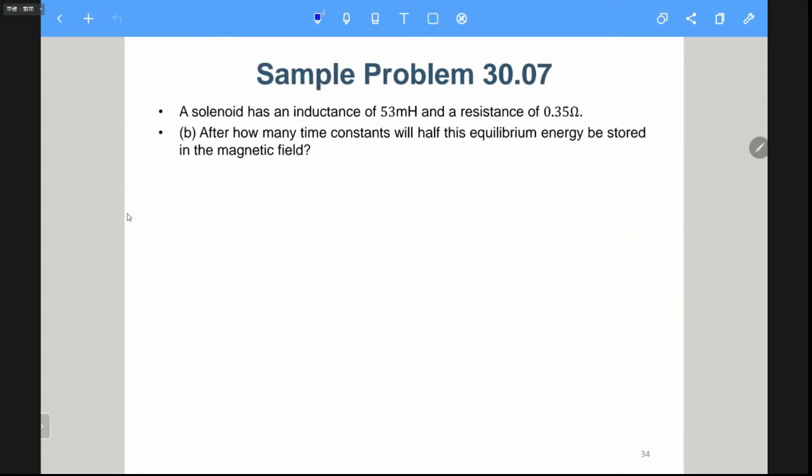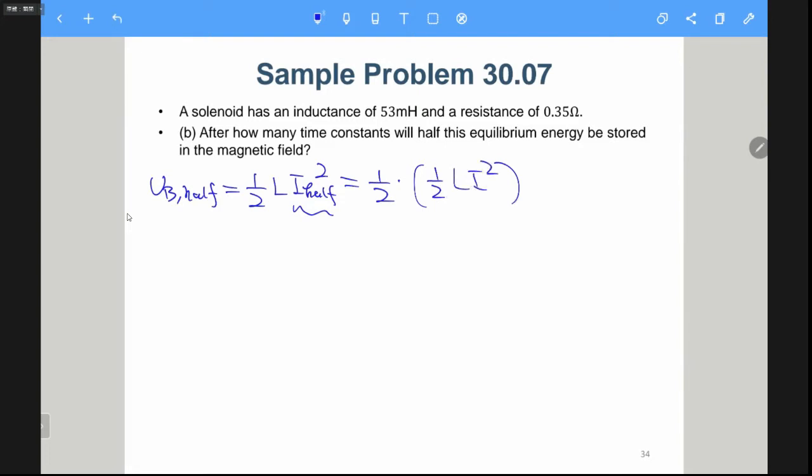So here we will say U_B half will be half of L i half squared. So we would like to seek this one, which is half of the total energy. Okay, so we can simplify this one. We can cancel L on both sides, cancel this 1/2 on both sides. So finally, we will get i half to be I over square root of 2.